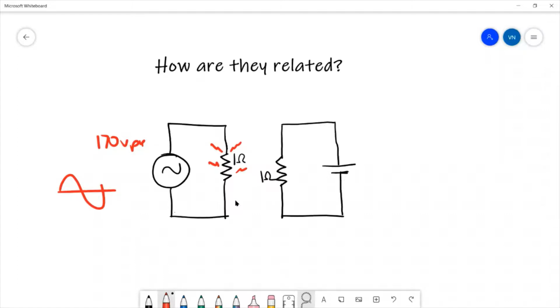The question is, what is the equivalent DC voltage? What is the DC voltage that would deliver the same amount of power to this resistor? And the answer to that is that a 170 volt peak sine wave is equivalent to a 120 volt DC constant voltage. They will both deliver the same amount of power to a 1 ohm resistor.